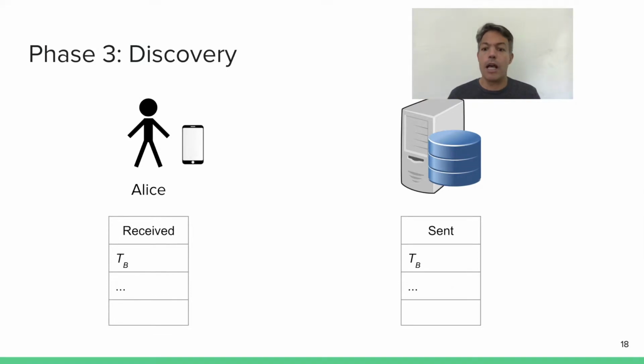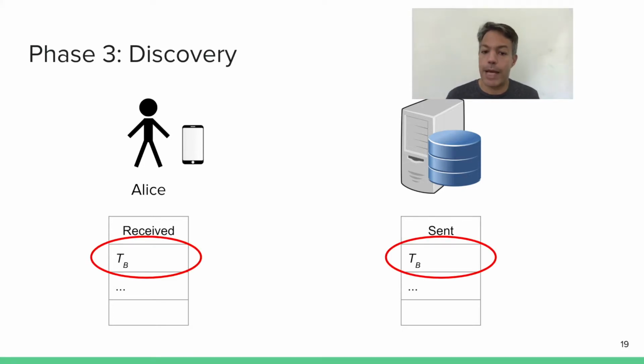Alice can later query that public notice board and see, okay, what are the tokens sent by users that have been diagnosed positive, and she'll compare that to her own received tokens list to see if there are any matches. If there is a match, she gets an alert on her phone saying, hey, you've been exposed to the virus, you need to be tested.